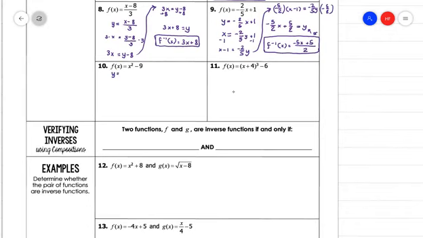Same process on the next 2. So I'm going to switch my x and my y's. And add 9. I get x plus 9 equals y squared. I have to undo that square, so I'll take the square root of both sides. The square root of x plus 9 is equal to y. So y equals the square root of x plus 9.